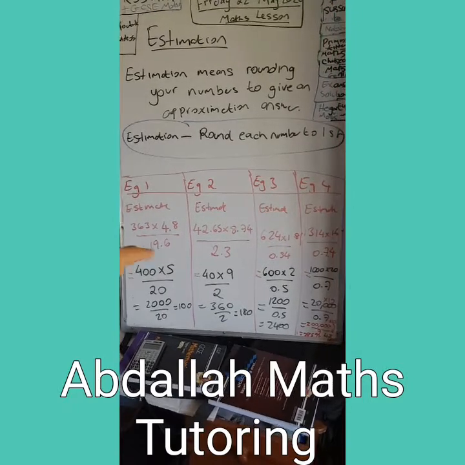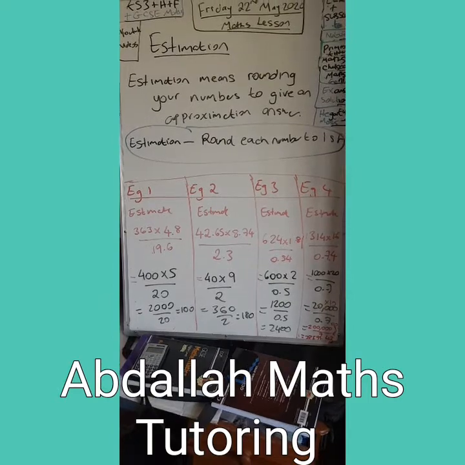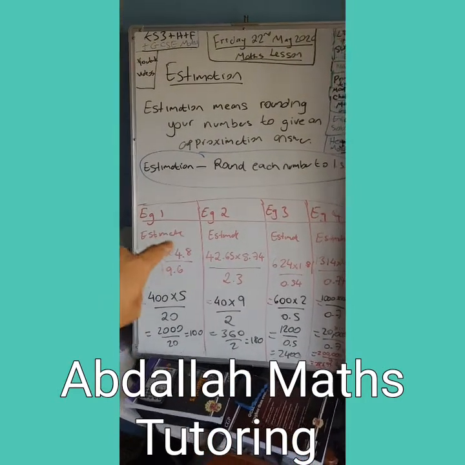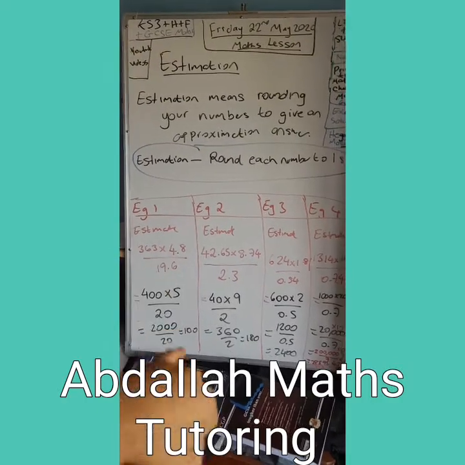So 400 times 5 is 2000. 2000 divided by 20 gives me 100. So my approximate answer to this would be 100. So my true answer would be close to 100.